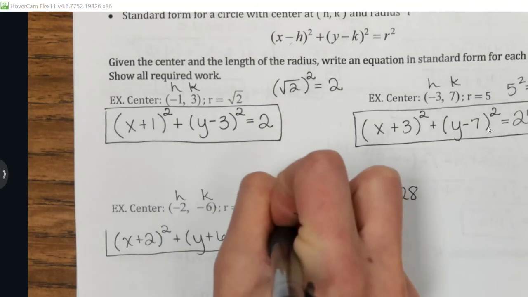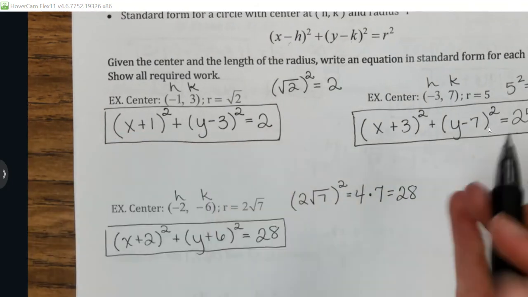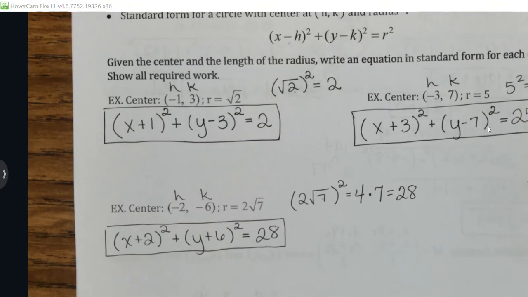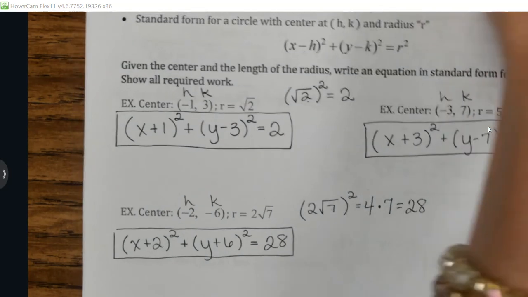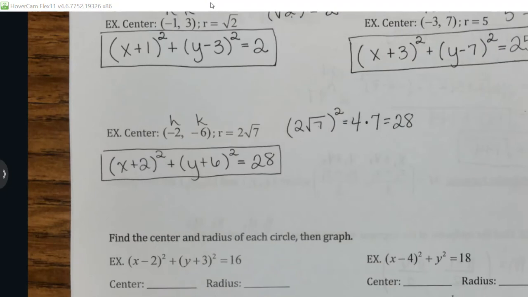So the only work that you have to show me is squaring your radius. Okay? The rest, I mean, it's your answer. There's really nothing else to do. Y'all good with that? Okay.